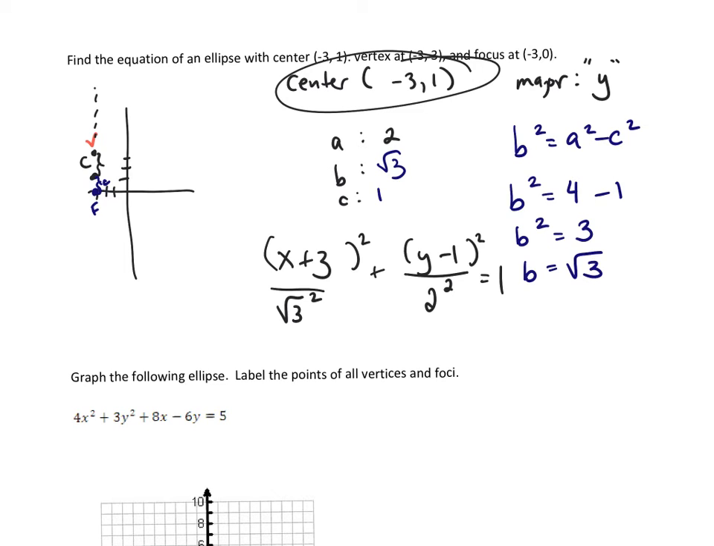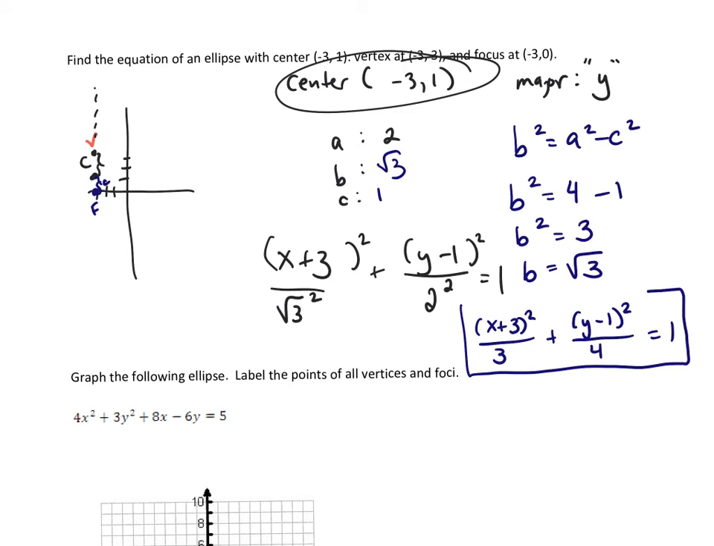So my final ellipse equation will be x plus 3 squared over 3 plus y minus 1 squared over 4 equals 1. So that is going to be the equation of my ellipse. So same idea, the only thing that really changes is you have a different center, and you also have to put those in the equation as the opposite of h and the opposite of k.